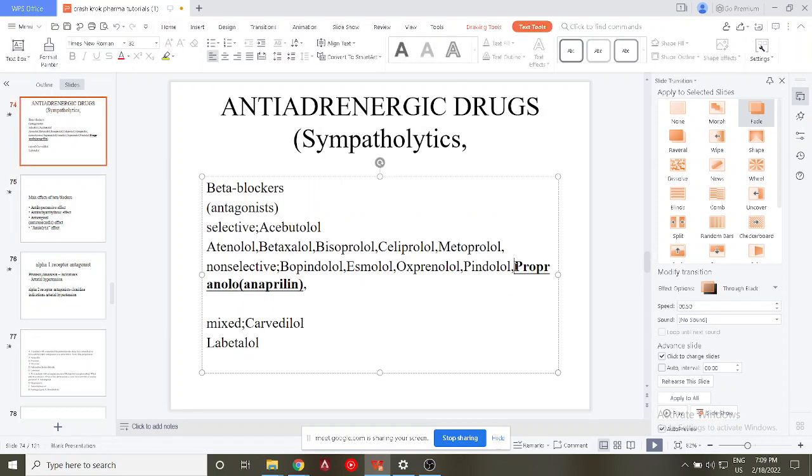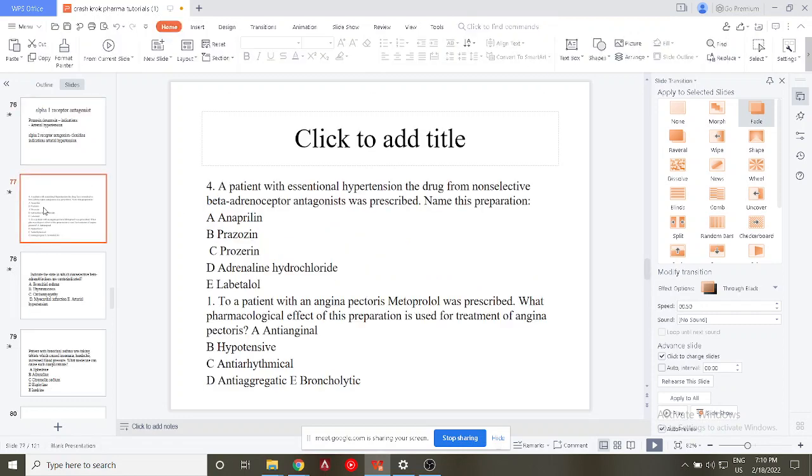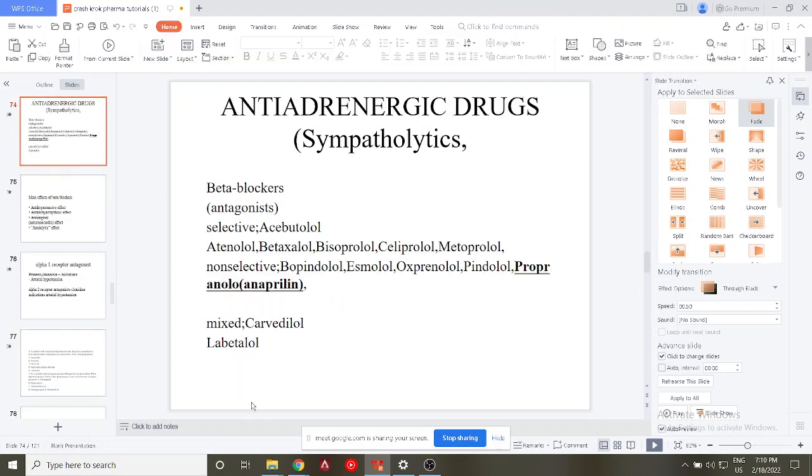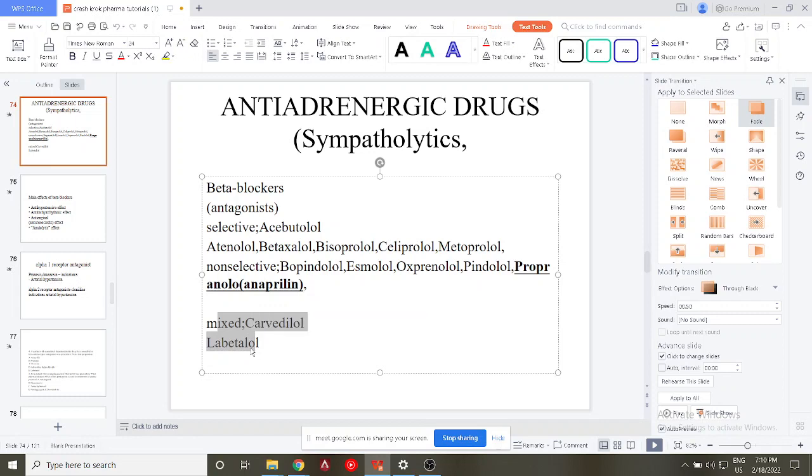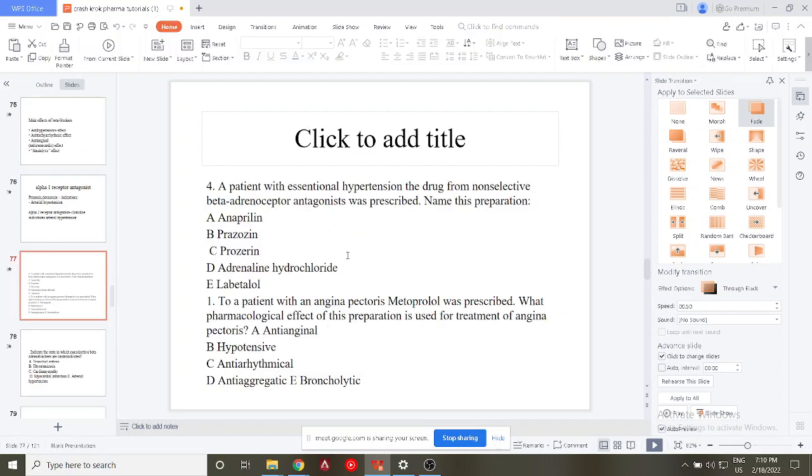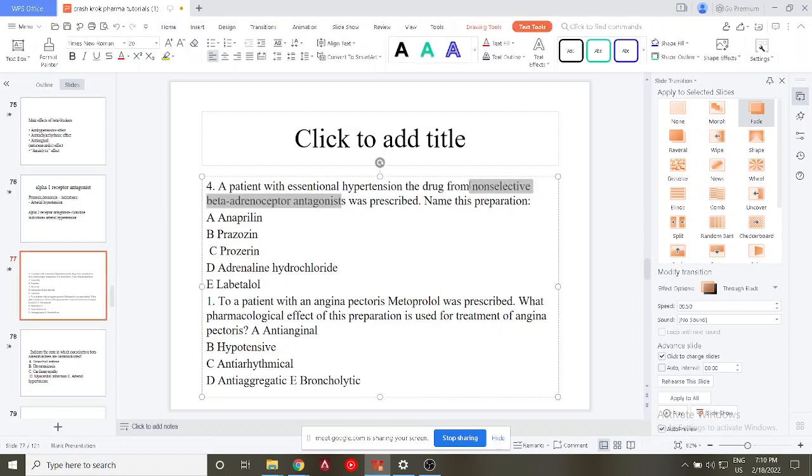So I wrote it here, but I didn't draw your attention to it. Propranolol is also called anaprilin. So this is how KROK can trick you. Propranolol is a non-selective beta blocker, and it's also called anaprilin. In this question, they used anaprilin instead of propranolol. So why is the answer not labetalol? Because labetalol is mixed, so it works on both alpha and beta. The question specifically asks for non-selective beta adrenoceptor antagonists, so the only correct answer here is anaprilin. Do you guys understand? Yes.